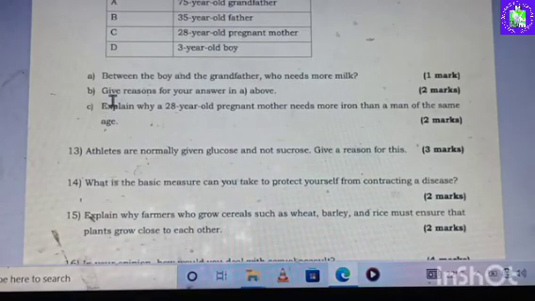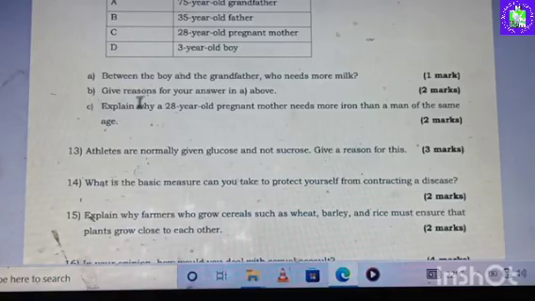So the question is, between the boy and the grandfather, who needs more milk? That is an easy question. The boy needs more milk. They use it especially for growth, for development. That is the reason why the boy needs more milk compared with the grandfather, because the grandfather has stopped growing. He does not need growth.